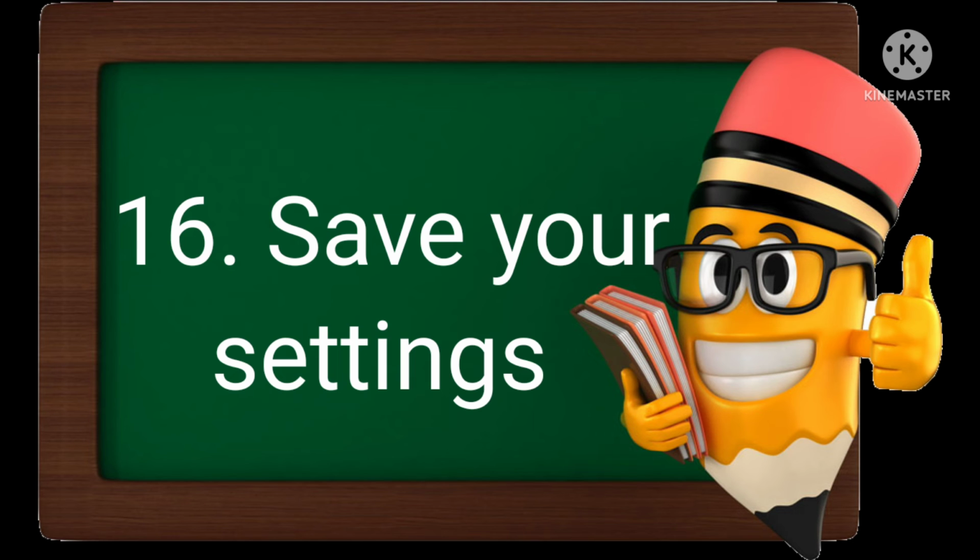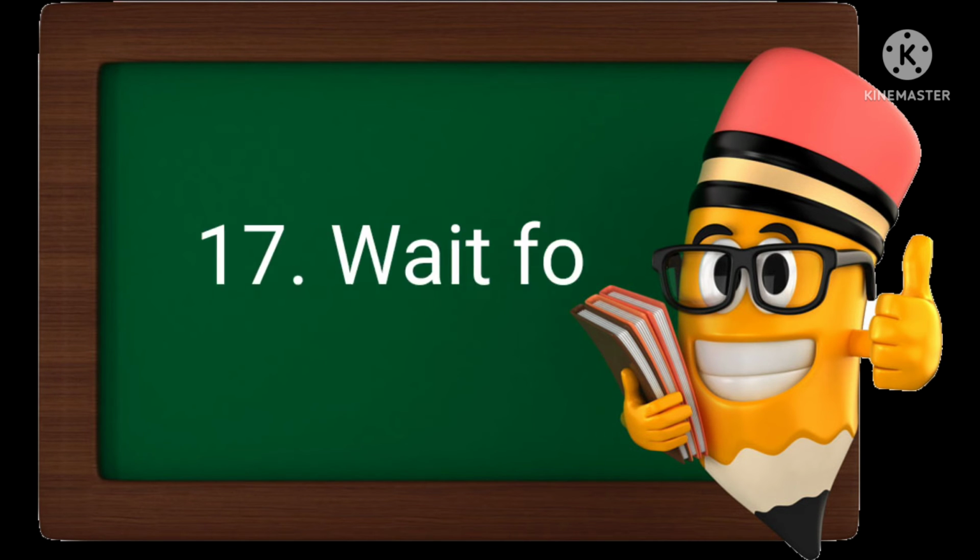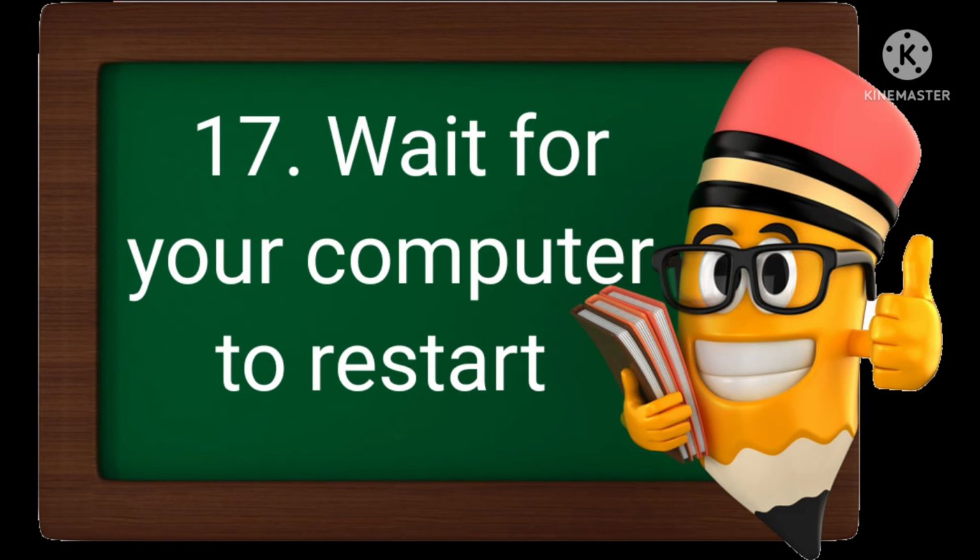Then save your settings. You should see a key prompt, for example F10, at the bottom of the screen that correlates to save and exit. Pressing it will save your settings and restart your computer. Then you have to wait for your computer to restart. Once your computer finishes restarting, you'll see a window here with your geographical data. You're now ready to begin setting up your Windows 10 installation.